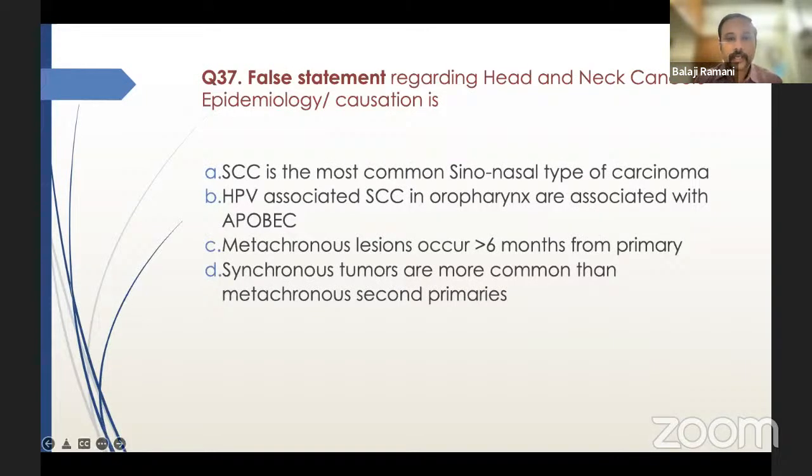The false statement regarding head and neck cancers, epidemiology and causation: a close margin generally means a margin of less than 5 millimeters. When the margin is less than 5 millimeters on pathological examination, you call it a close margin. Margins of 5 mm or more on pathology are considered negative margins. Less than 5 millimeter means it is a close margin.